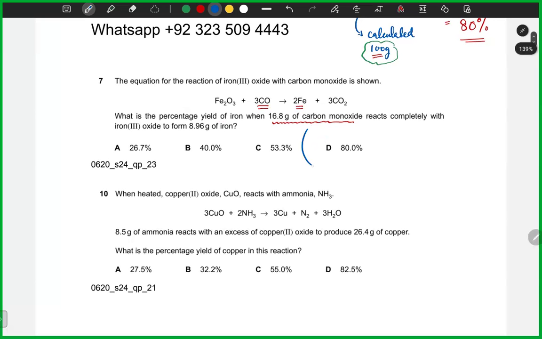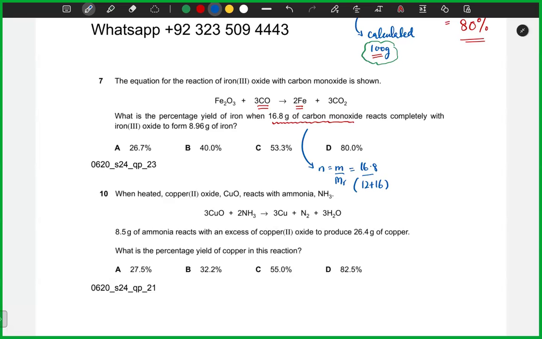So I'm going to find the moles of carbon monoxide. How do I find moles? Moles is mass divided by what? It's molar mass. So you have to divide 16.8 by carbon monoxide. Carbon is 12 and oxygen, the Mr, is 16. Okay? So let's find it on the calculator, one second.